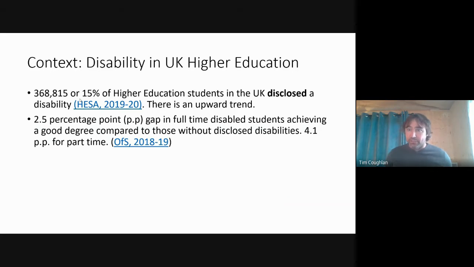That equates to over 350,000 students at any time, and it is a growing number of people. Also, a key point is that there is a gap in the number of those students who attain a good degree, so what we would consider a high mark in their studies. So there's a recognized gap there that people are keen to address.